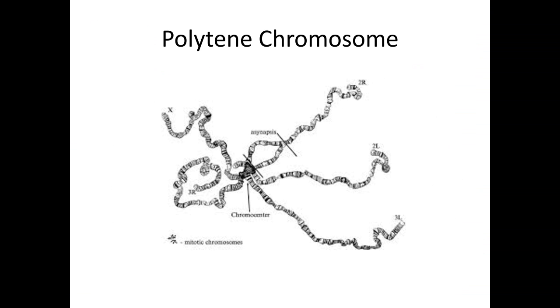Then in this diagram of the polytene chromosome, at the center is the chromocenter, and it gives rise to a number of arm-like structures. Each arm-like structure is generally provided with light and dark bands.